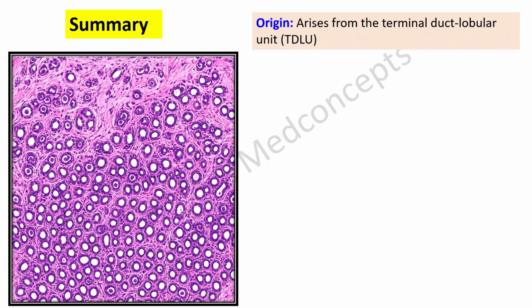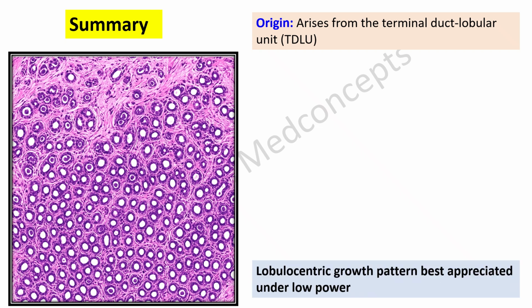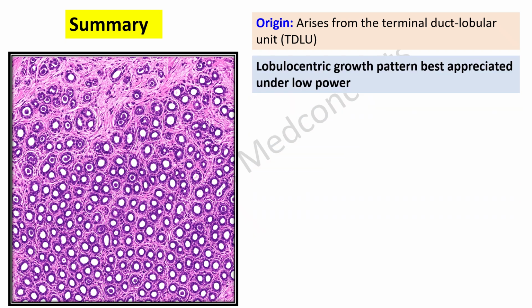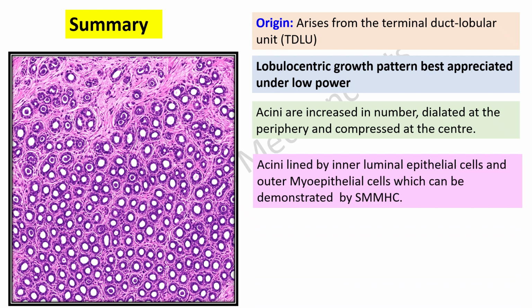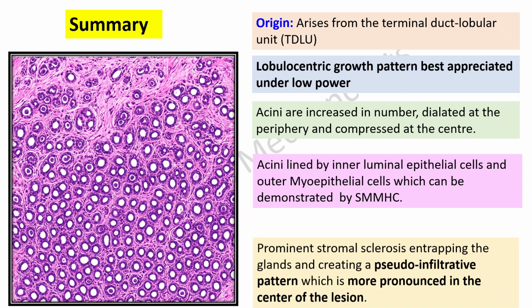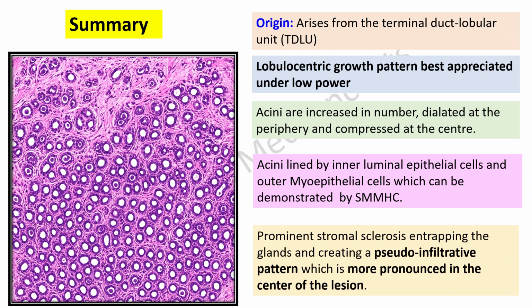In summary, sclerosing adenosis arises from the terminal duct lobular unit. There will be a lobulocentric growth pattern which is best appreciated under low power. Acini are increased in number and dilated at the periphery and compressed at the center. Acini are lined by inner luminal epithelial cells and outer myoepithelial cells, which can be demonstrated by smooth muscle myosin heavy chain, P63 and calponin. There will be prominent stromal sclerosis entrapping the glands and creating a pseudo-infiltrative pattern which is more pronounced in the center of the lesion, and that's why they have to be differentiated from infiltrative ductal carcinoma.